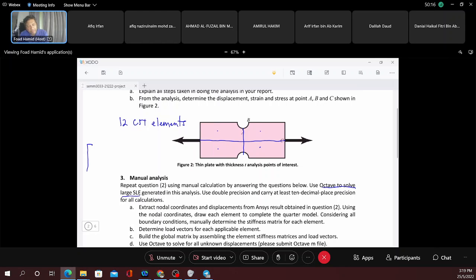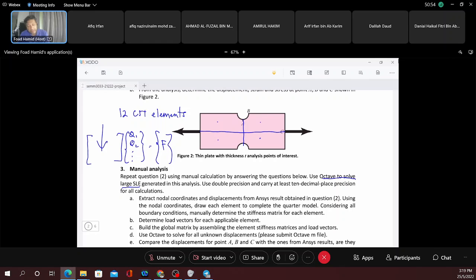If you have 12 elements, what is the size of this? What's the size of that one? I have no idea, but it must be huge. Is it 36? I don't think so. It's slightly less than 36, I guess, because one element has 3 nodes, and then we have 12 elements, so 12 times 3 is 36. But there are some overlapping nodes that you have to consider. So this is the one. Use Octave to solve this SLE.